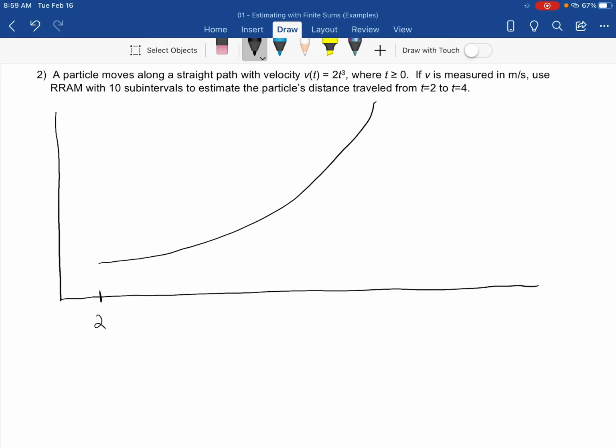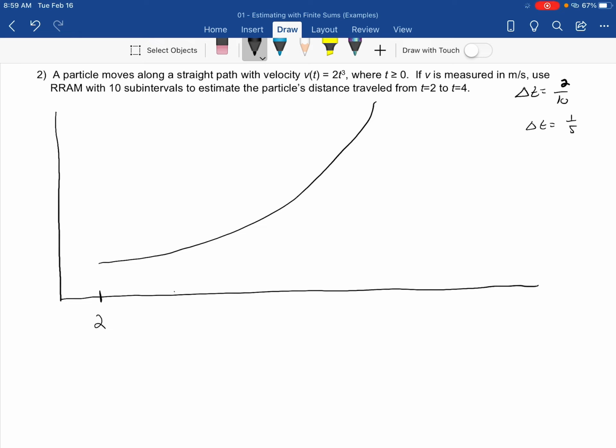So they want RAM. So we really got to talk about this. It's from t equals 2 to t equals 4. So how long? We're going 2 seconds. Maybe I won't call that delta t because that might confuse you with the other delta t that was done in another question. But anyways, 2 seconds, and they want 10 subintervals. So we want to take that 2 seconds and divide it into 10 subintervals. Our delta t is 1/5. Each of these rectangles has got to be 1/5 wide.